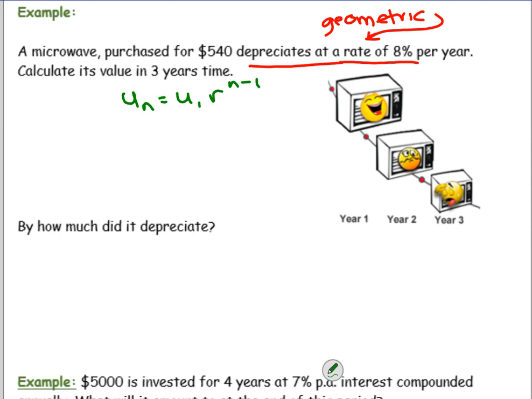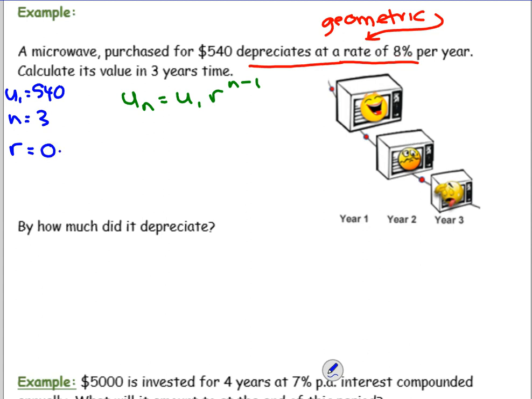And our U of 1, what's our U of 1? 540. Good. What's our n? 3. Now what's interesting is what's our r? It's depreciating. Close. It's depreciating at a rate of 8%, and 100% means it's not changing at all. So what percentage is it going down to from 100? 92. What's 92 as a decimal? 0.92.